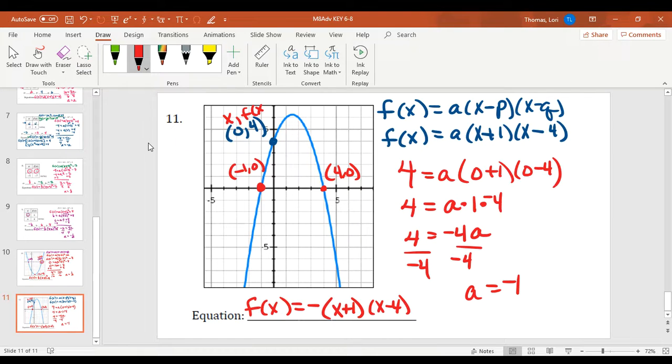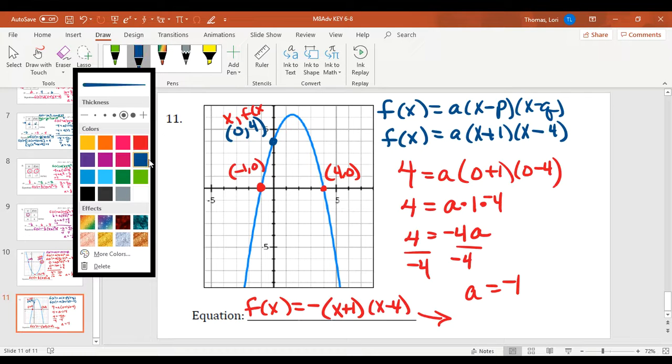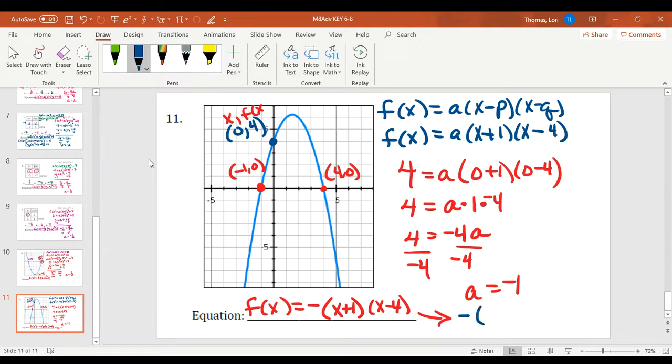I'm going to go ahead and put this in standard form. So I'm going to have my -1. But first I want to distribute and get x squared minus 4x plus 1x minus 4. Combine like terms. And now I'm going to distribute the negative 1. I get negative x squared plus 3x plus 4.